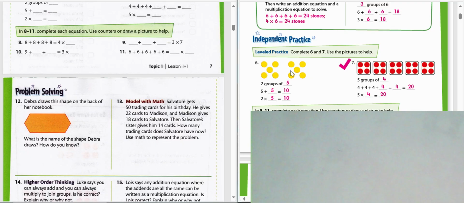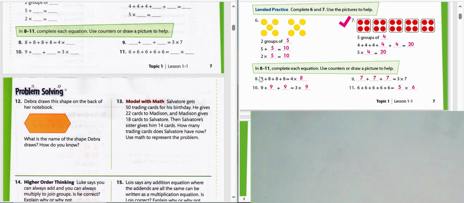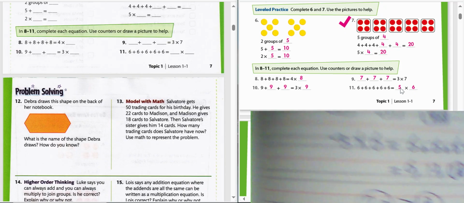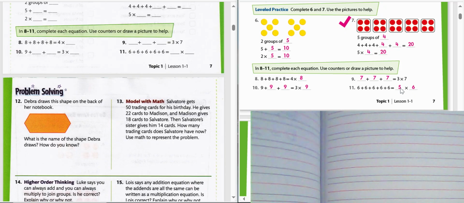In questions 8 to 11, we have 8 plus 8 plus 8 plus 8 equals 4 times 8, which equals 32. And 9 plus 9 plus 9 equals 3 times 9. And 7 plus 7 plus 7 equals 3 times 7. And also 6 plus 6 plus 6, with 6 repeated here 5 times, we can write 5 times 6. Okay, my students, I will explain these questions here on this paper.